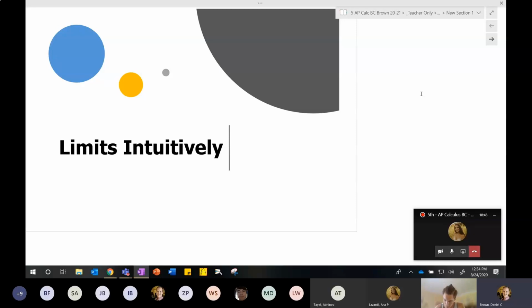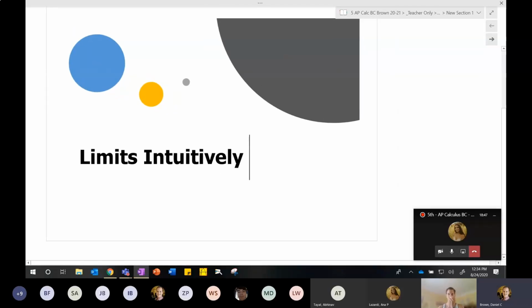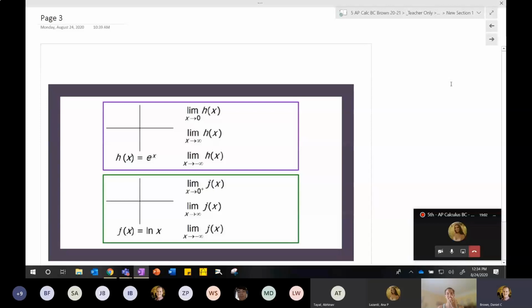To keep things consistent, I am going to review back, and some of the problems we do today will be intuitive. Some of them are going to be limits analytically or direct subs. I want to make sure that our brains can switch between the different types of limits that we have. So to start off, I did want to review some prereq skills.